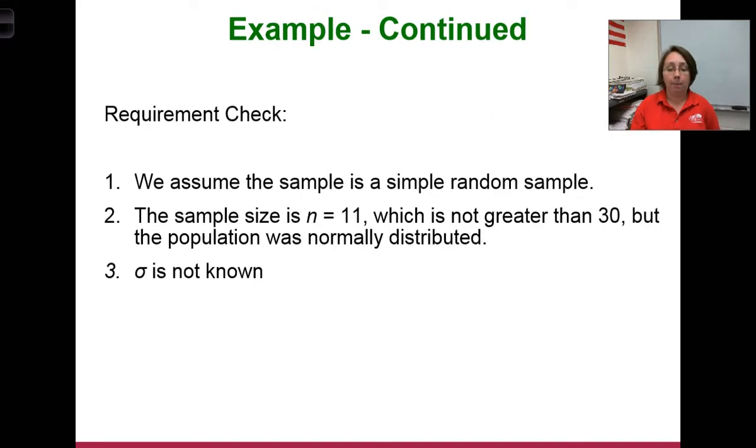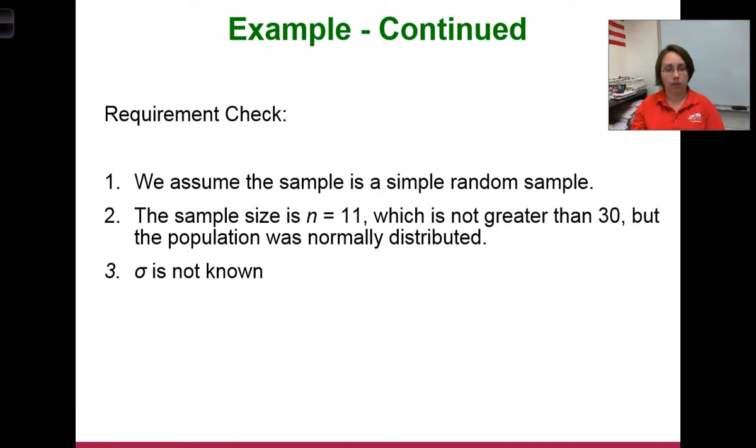Now, in our hypothesis test, you have to check your requirements. So our 3 requirements, I already said it. Number 1, we have a simple random sample. We're assuming that. Number 2, n is only 11. But that's okay, because remember, they told us that our population was normal. So number 2 is satisfied because it said it was normal. Number 3, sigma is not known. So you are going to calculate your t-score.